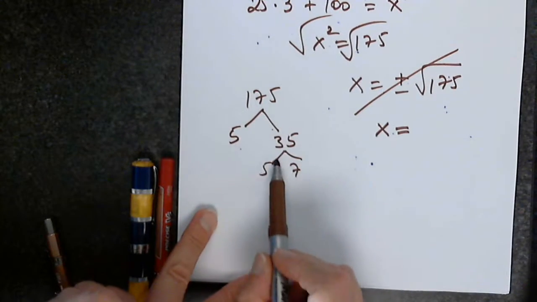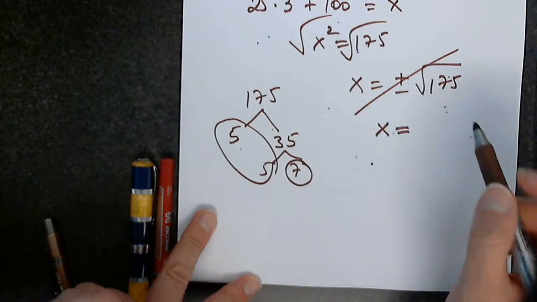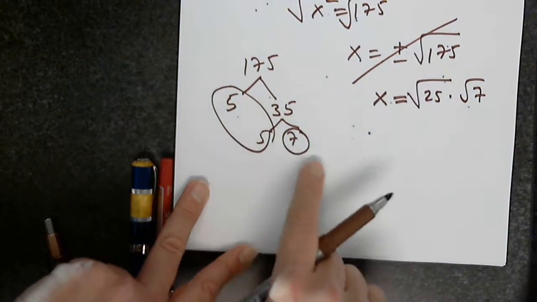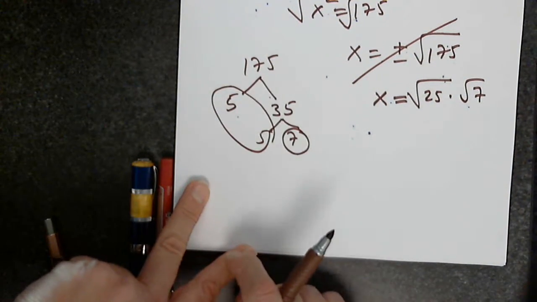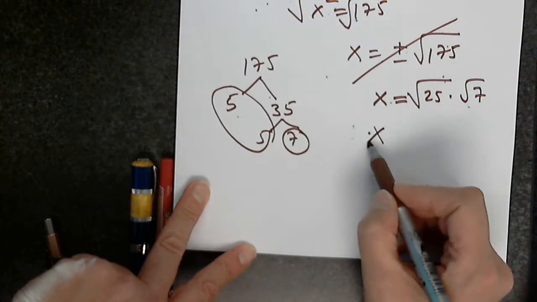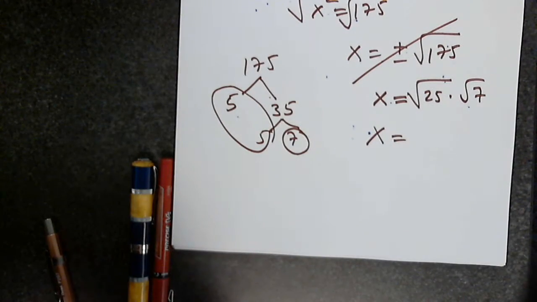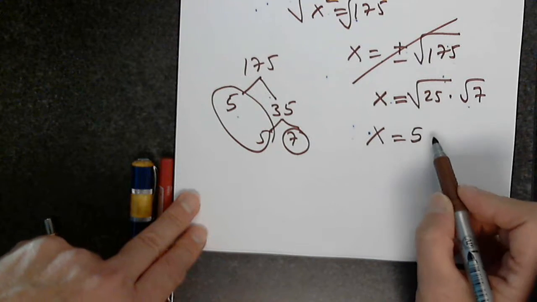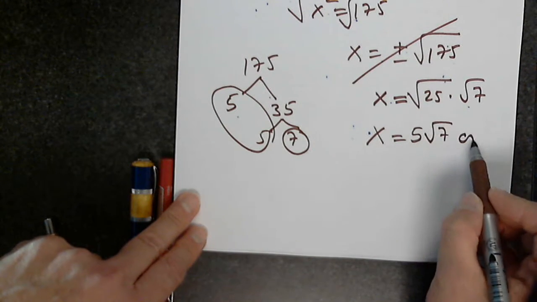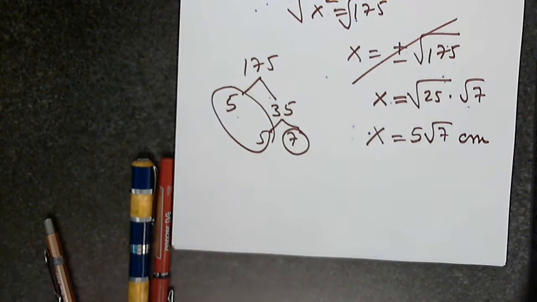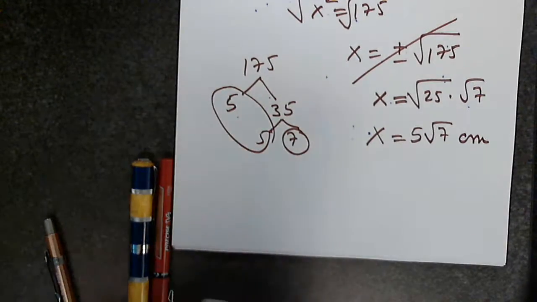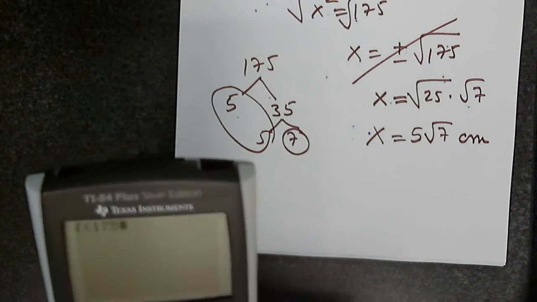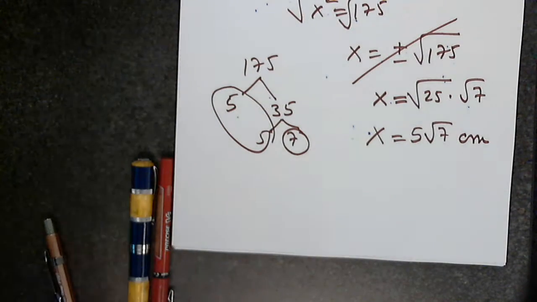So 175 is 25 times 7. So this is the square root of 25 times the square root of 7. That's why I presented the prime factorization of 175. So the simplified form will be 5 square root of 7 centimeters. Of course, if you want to approximate this, you can. You can put it in the graphing calculator and the square root of 175 is approximately 13.23.